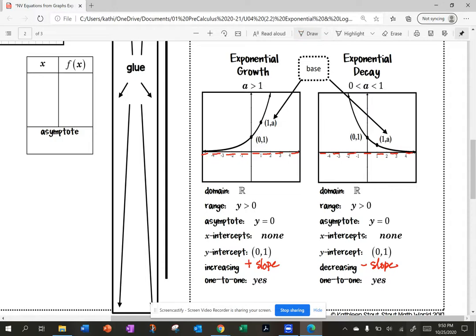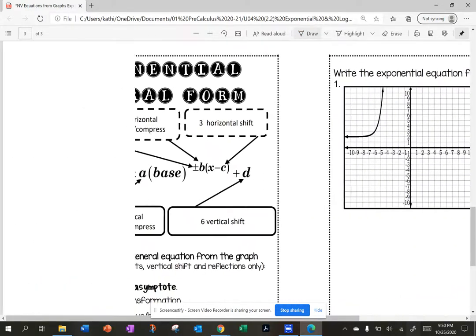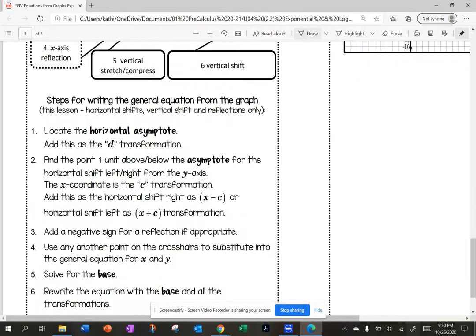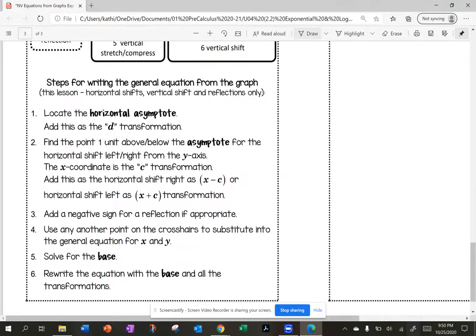Okay, I have two examples. So we have our transformations from yesterday, and the steps for writing the general equation from the graph. We are going to locate the horizontal asymptote. This is my D transformation. Then I'm going to find the point that's 1 unit above or below this asymptote, and this is going to be my (0, 1), but it's transformed.